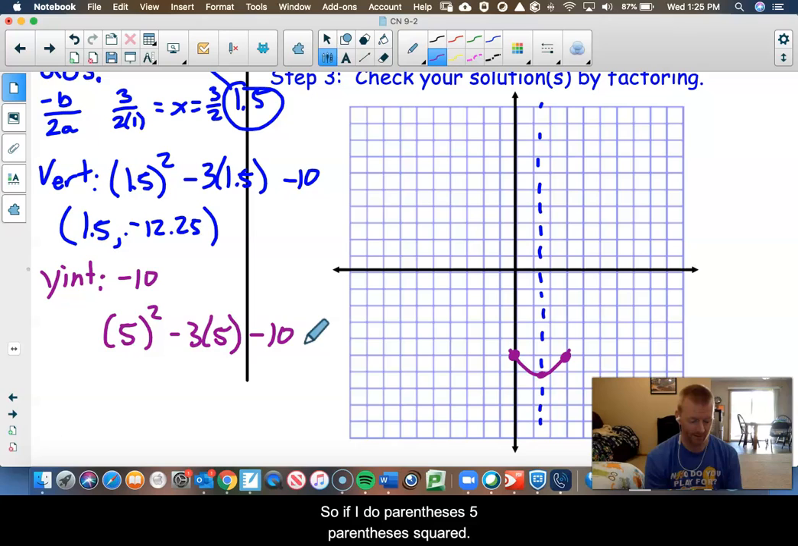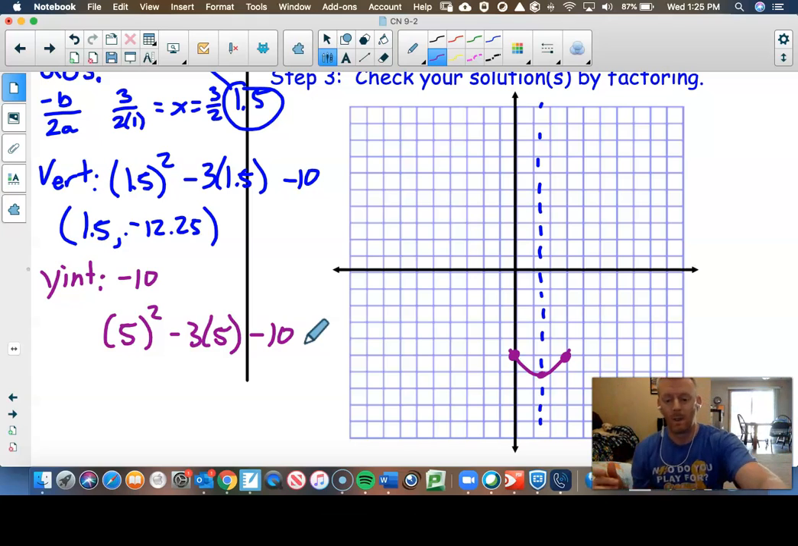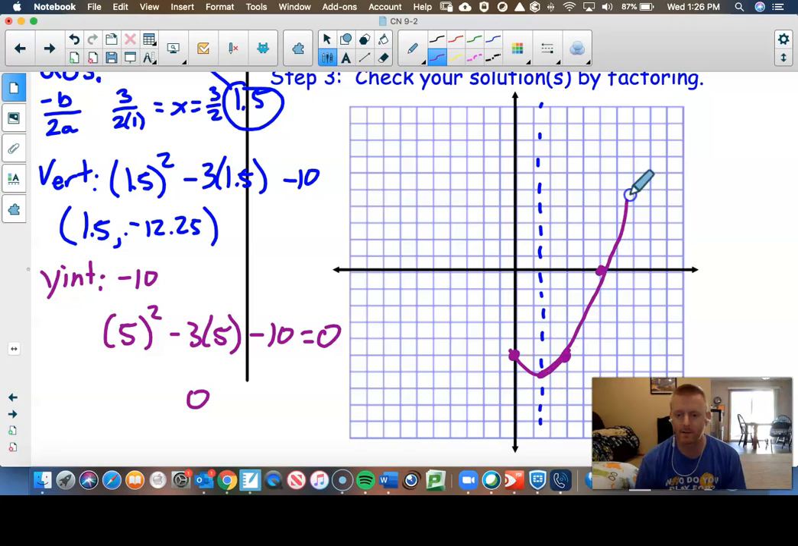I like it when I guess correctly the first time. So if I do parenthesis 5 parenthesis squared minus 3 parenthesis 5 and then minus 10. All right, I got it. So I got myself to a 0. That's exciting. So that actually equaled 0. That means that when I go to the right 1, 2, 3, 4, 5, here I am at 0. So I know my graph does this. That's pretty poorly drawn, but it hits that spot.